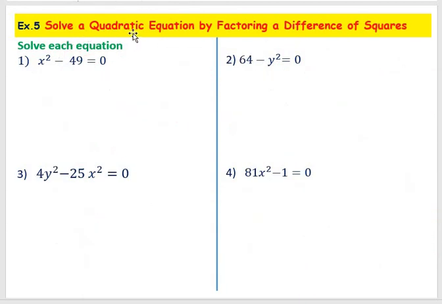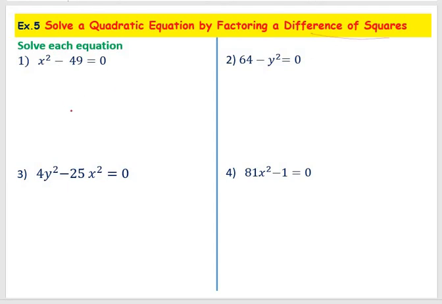Here we're going to solve a quadratic equation by factoring a difference of squares. What's the meaning of this part? Here I have x squared minus 49 only. I don't have an x term. Yep, I can use it. As I did before, I can move the 49 to the other side of the equal sign and make it plus or minus 49, or I can use the difference of squares.